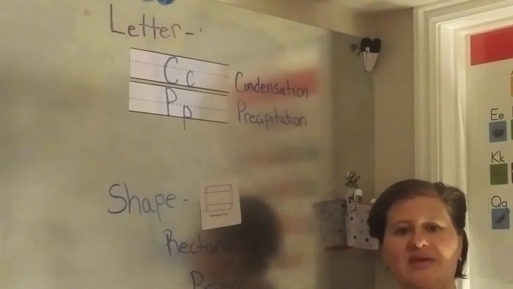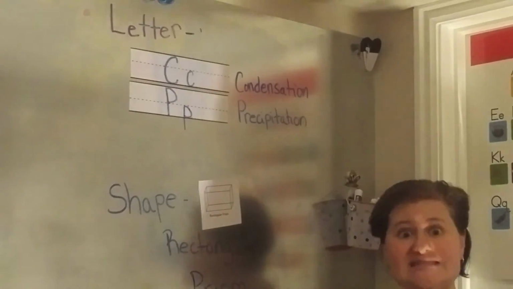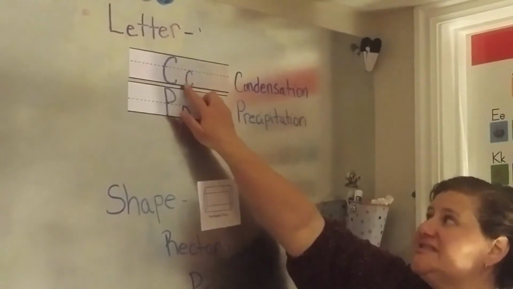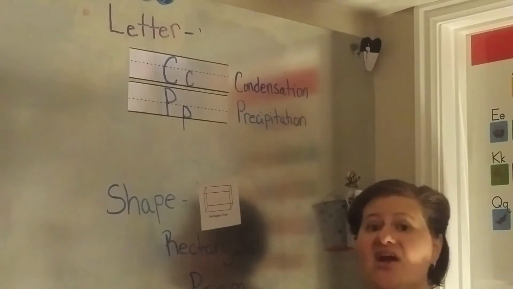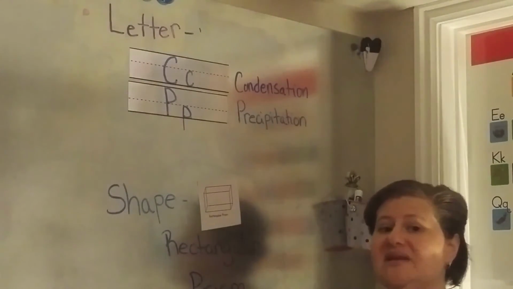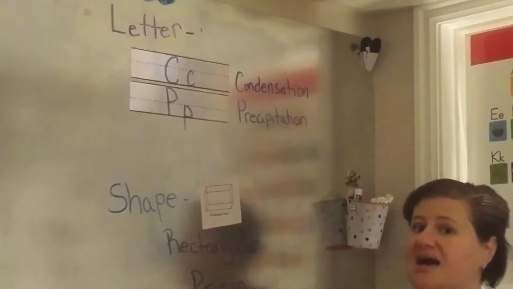What letter makes the K sound? The letter C. Very good. Here's our letter C. If you said the letter K, you are also right. K also says K. But in this word, the letter C makes the K sound.